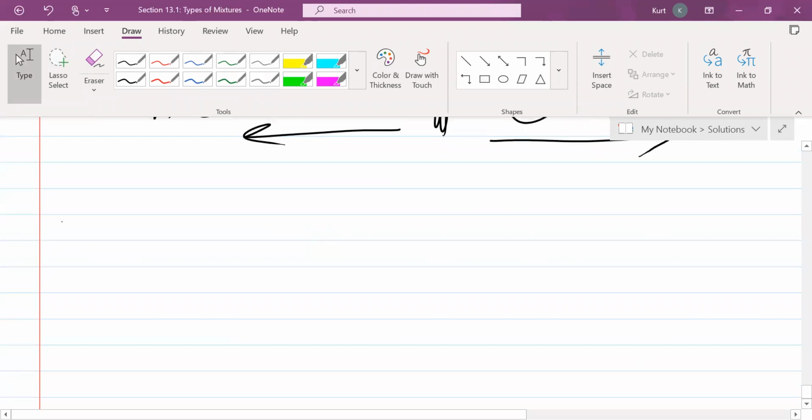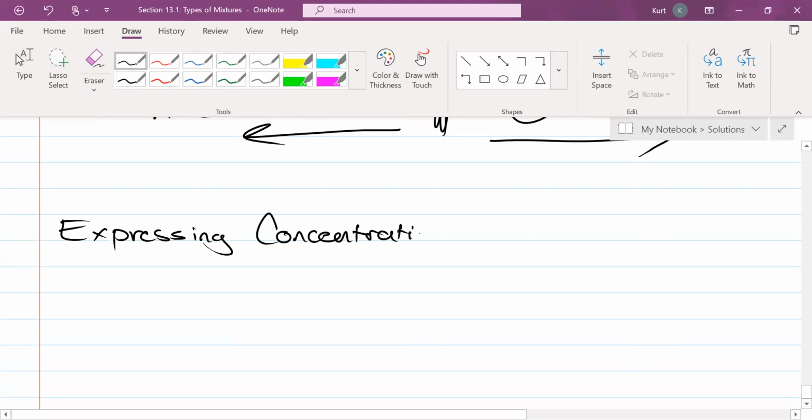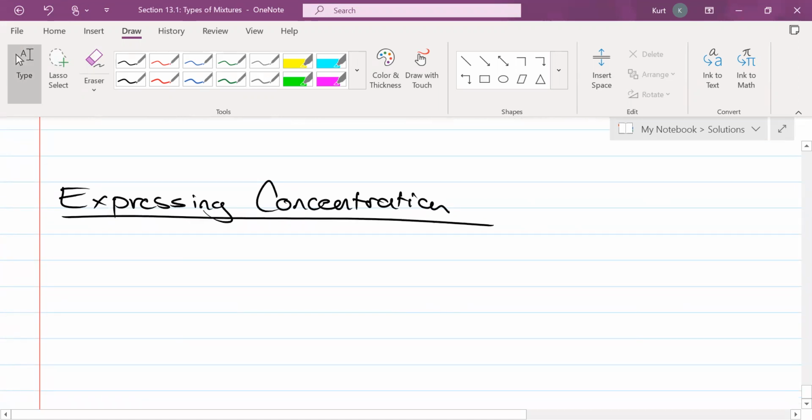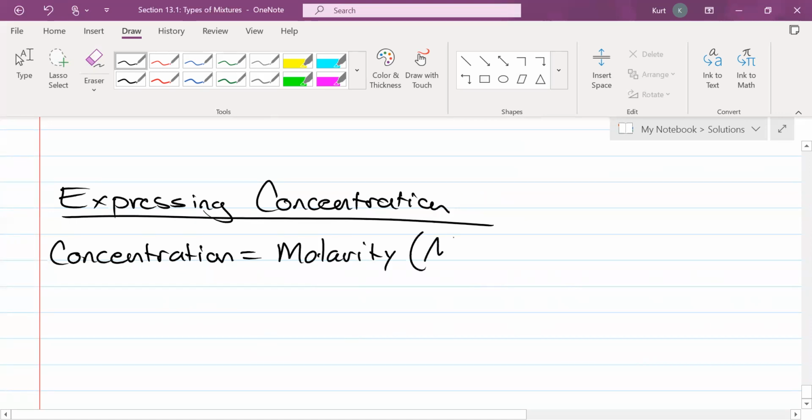Okay, let's get into this. Expressing concentration. So concentration, this will help you for not only this class, but future classes. Concentration is equal to something called molarity. Molarity symbol is a capital M. And to calculate molarity, you do moles per liter.